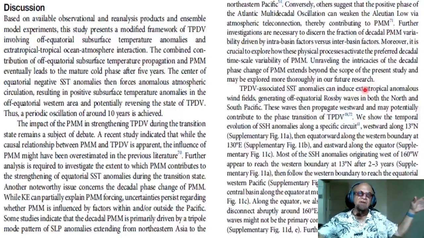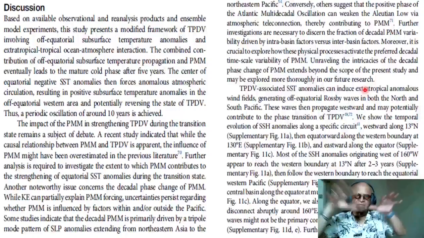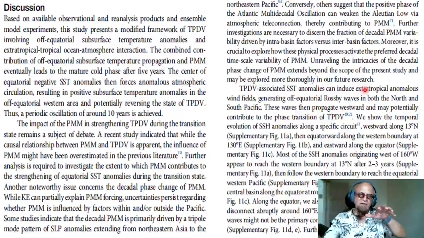Essentially, you are invoking intrabasin processes and interbasin processes, but then when forcing comes internally or externally, you have to explain how they are picking these specific modes like PMM. So why is tropics forcing a particular response in the extratropics, and so on, right?